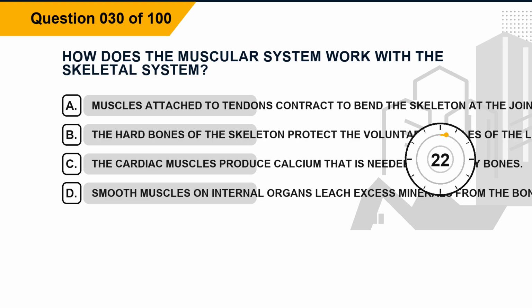Question 30. How does the muscular system work with the skeletal system? Option A, muscles attached to tendons contract to bend the skeleton at the joints. Option B, the hard bones of the skeleton protect the voluntary muscles of the limbs. Option C, the cardiac muscles produce calcium that is needed for sturdy bones. Option D, smooth muscles on internal organs leach excess minerals from the bones.